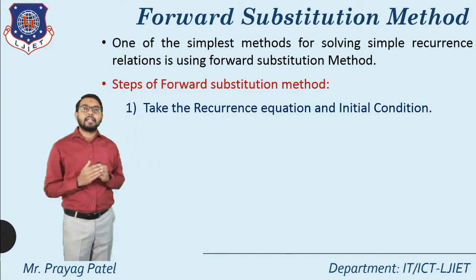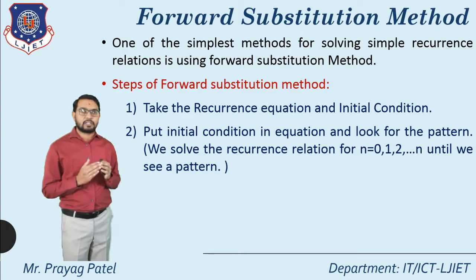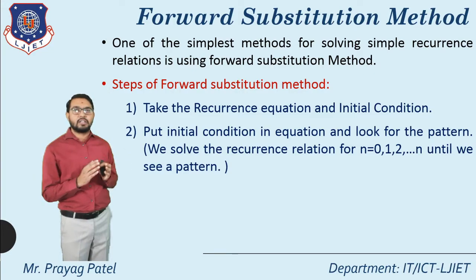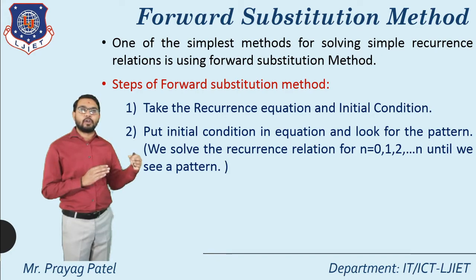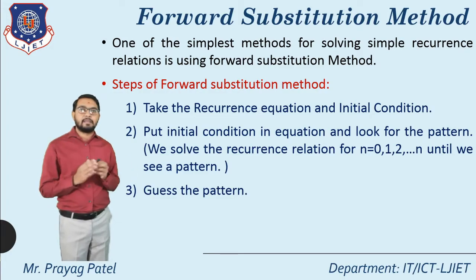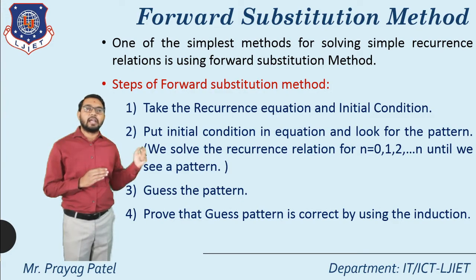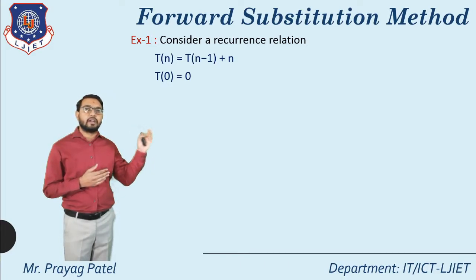To solve any problem using the forward substitution method, you can follow these steps. Step 1: take the recurrence equation and initial condition. Step 2: put the initial condition in the equation and look for the pattern. We solve the recurrence relation for n equal to 0, 1, 2, 3 up to n until we see a pattern. Initially you take the given initial condition and equation, put in the values of n as 0, 1, 2, 3 up to n, and find the pattern. Step 3 is to guess the pattern, and step 4 is to prove the guessed pattern is correct using the induction method. Now let's understand this forward substitution method using one example.